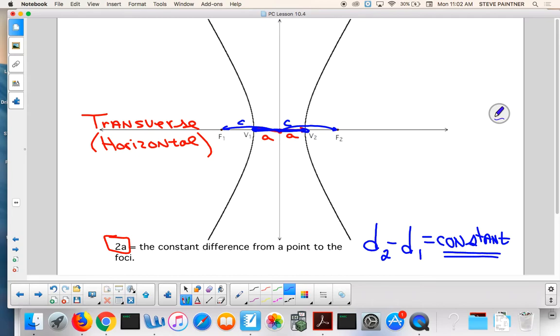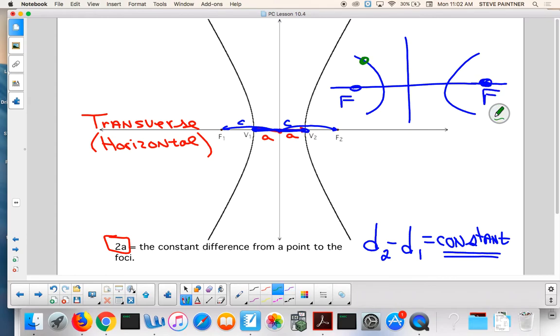Let me just show you something here. I'm going to go like this and this. Foci right there. Okay. If I pick a point on this hyperbola, this distance and this distance, if I subtract them, what am I supposed to get? A constant. Give me a number. Let's make it easy though. Go even. 10. Okay, let's call it 10. So you're telling me this minus this, D2 minus D1, is 10.